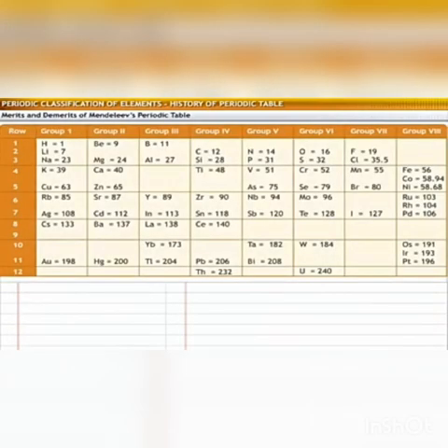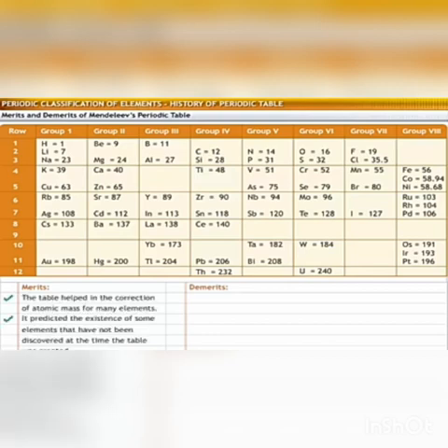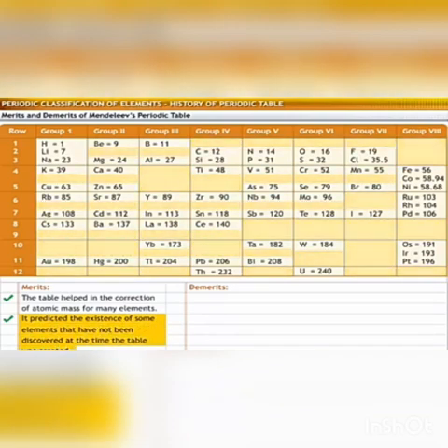Like other attempts at classification of elements, Mendeleev's periodic table also had some merits and demerits. Let's take a look at the merits first. The table helped in the correction of atomic mass for many elements. It predicted the existence of some elements that had not been discovered at the time that the table was created.